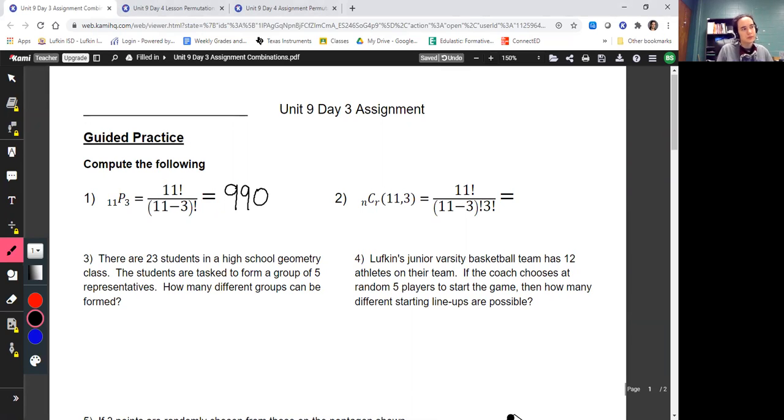Number 2, I'm looking at nCr 11,3, or you can type that in your calculator. So menu, probability, combination, 11,3, and we get 165.